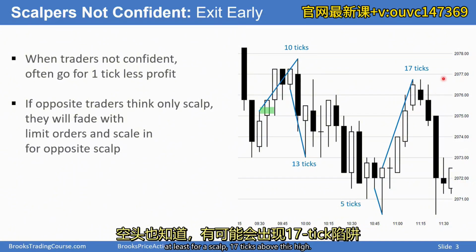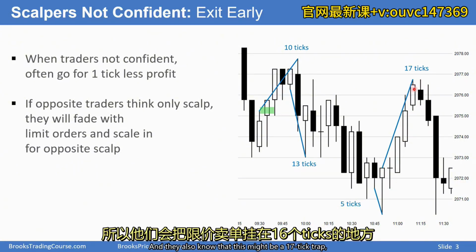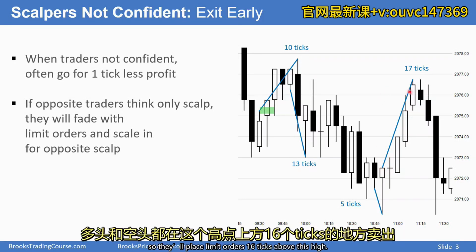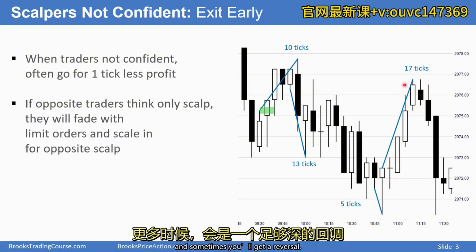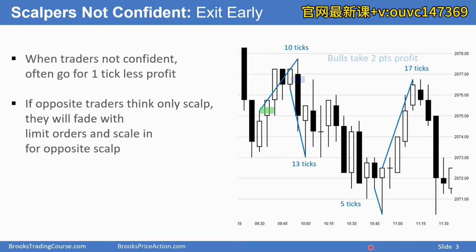And they also know that this might be a 17-tick trap, so they'll place limit orders 16 ticks above this high. You have bulls and bears selling at 16 ticks above this high, and sometimes you'll get a reversal. A lot of times you'll just get a pullback far enough down for the bears to make a scalp.